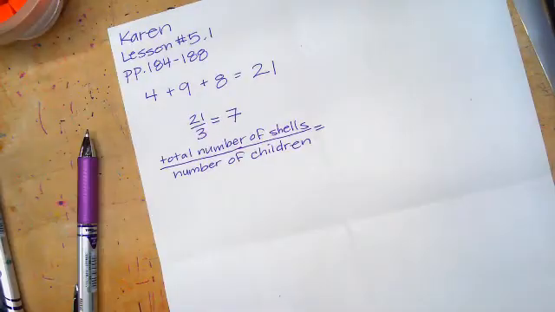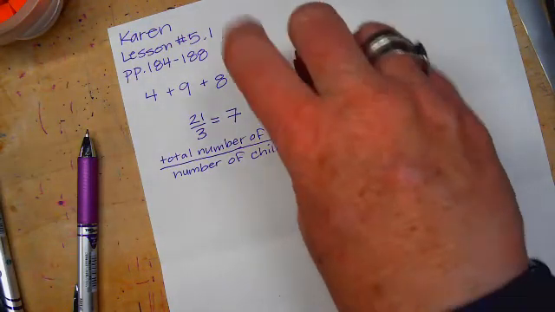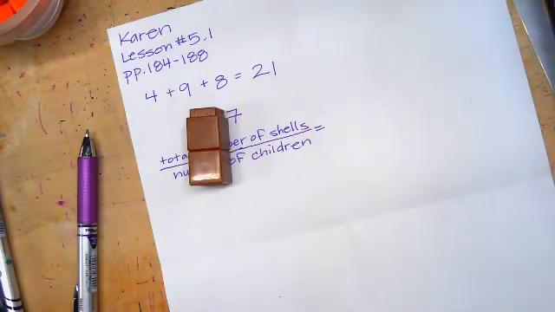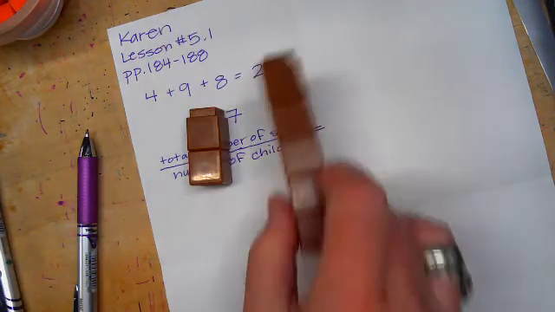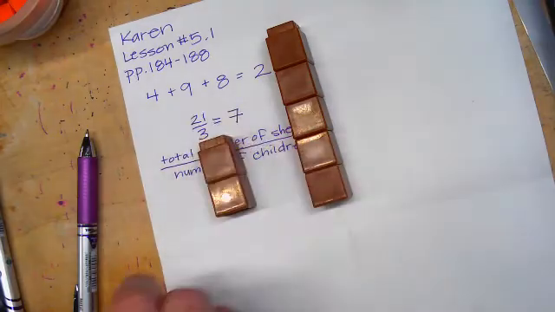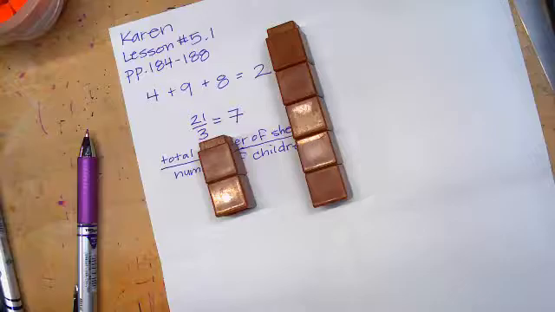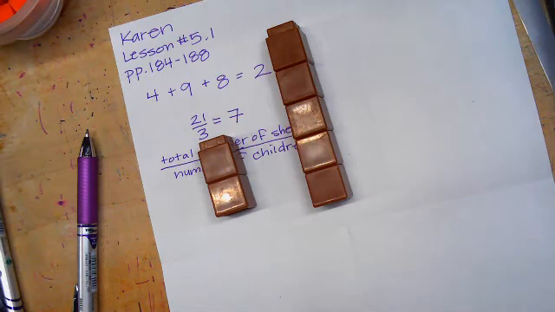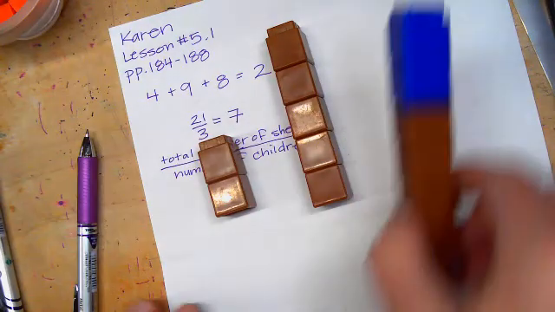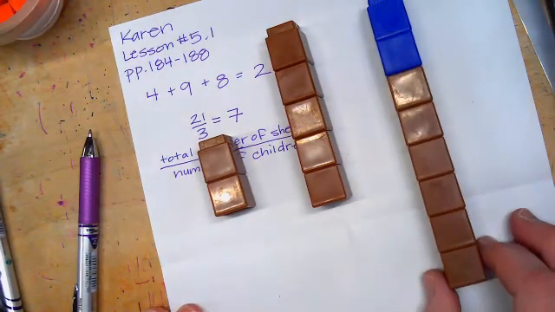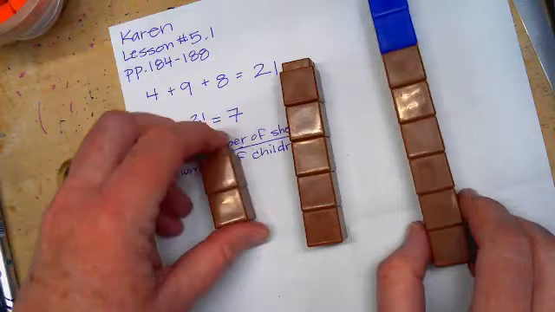So we're going to use these interconnecting cubes. And we have 2 cubes. One person has 2. One person has 5. Right? So we have 2 and 5. And then another person has 8. And I'm going to have to use another color because I couldn't find a whole bunch of brown ones.